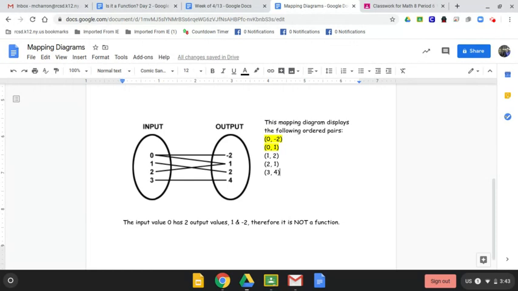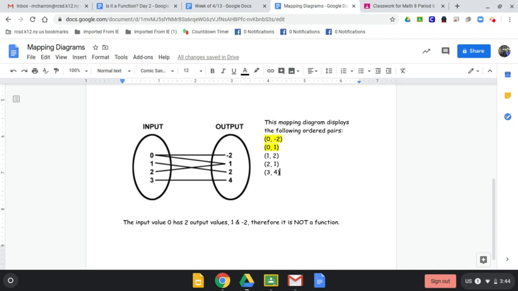Now you have an assignment called Is It a Function Day 2. Please be sure to go back and check the corrections I made to your work on Is It a Function Day 1 prior to completing Day 2, so you don't make the same mistake again. If you have not completed Day 1 yet, you need to complete that and wait for me to evaluate it and send you back corrections prior to completing Day 2.